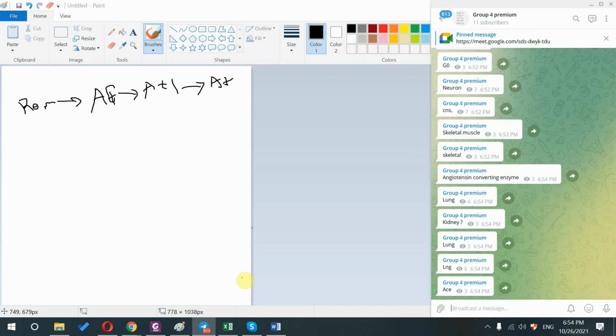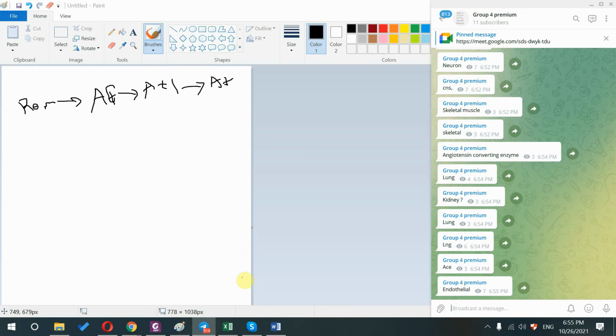The ACE inhibitor, the angiotensin converting enzyme. Well, that's the 260 question. Which cell in the lung contains the angiotensin converting enzyme? That's a tricky one. Well, actually, it will be the endothelial cells of the lung. Ooh, someone actually knew it.